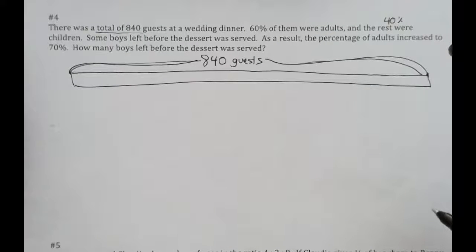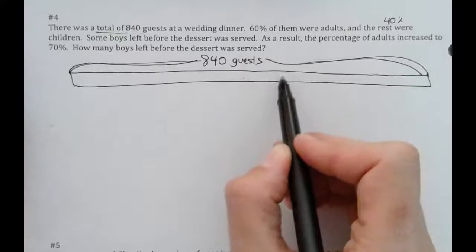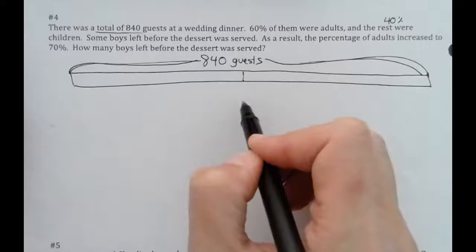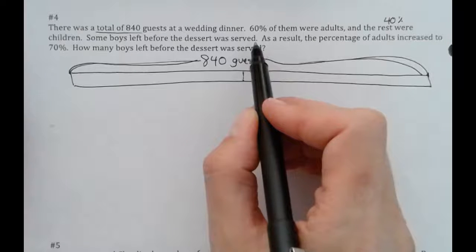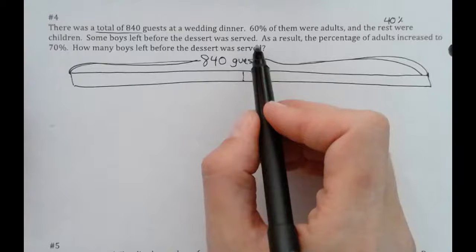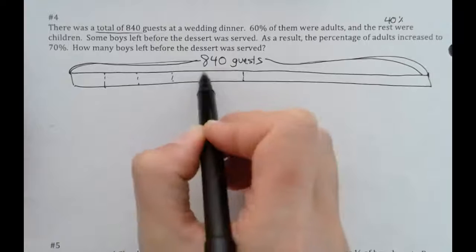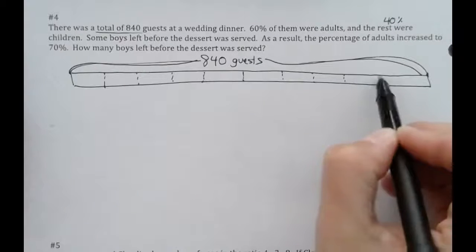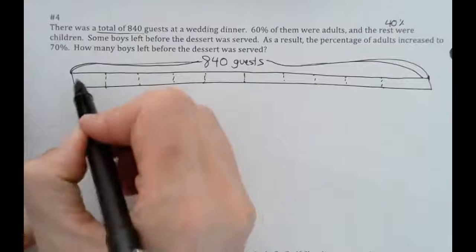So 60% were adults. I can eyeball that this is like 50%, so 60% is probably somewhere around here. But I'm actually going to make it pretty exact. Since we're talking about 60%, that's 6/10. It's also 3/5. I'm going to divide this into tenths. There's 5/10 there, and 5/10 there. So these are going to be equal units here, and each of these units are 10%.